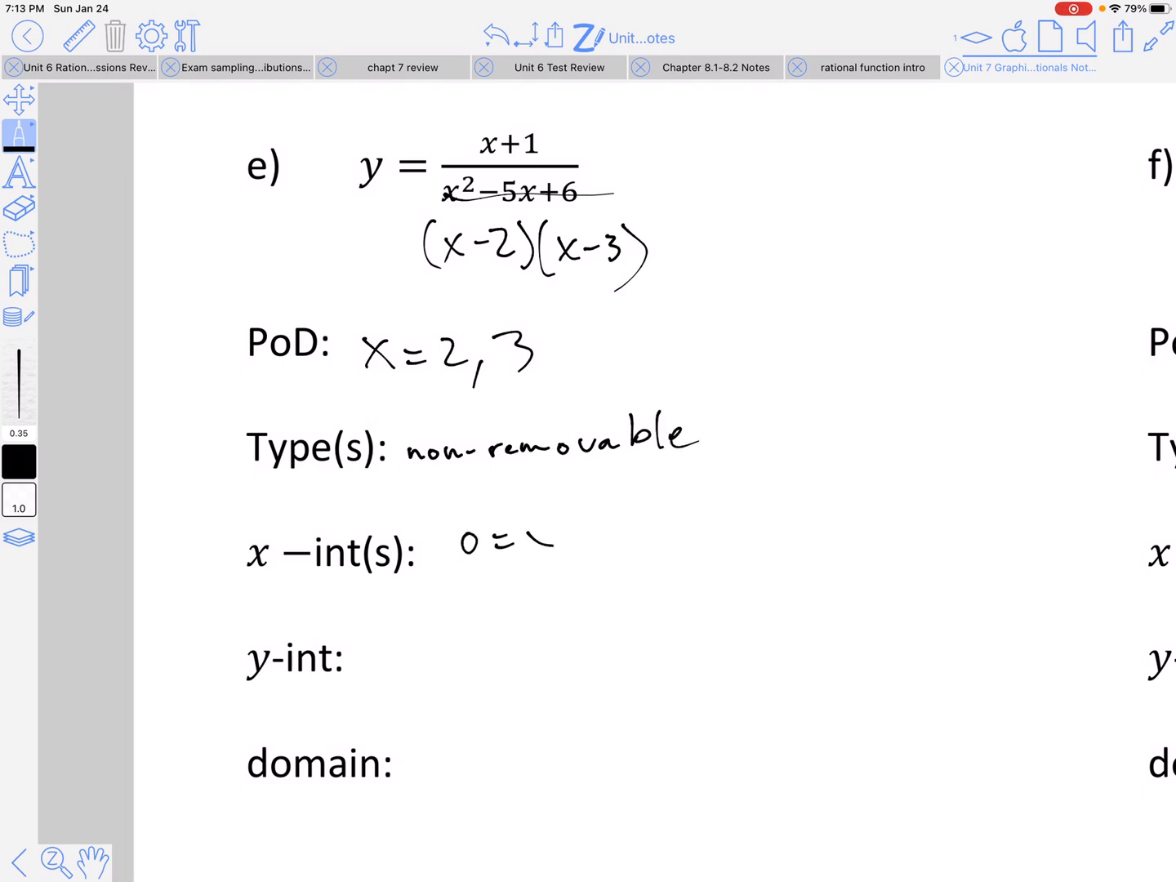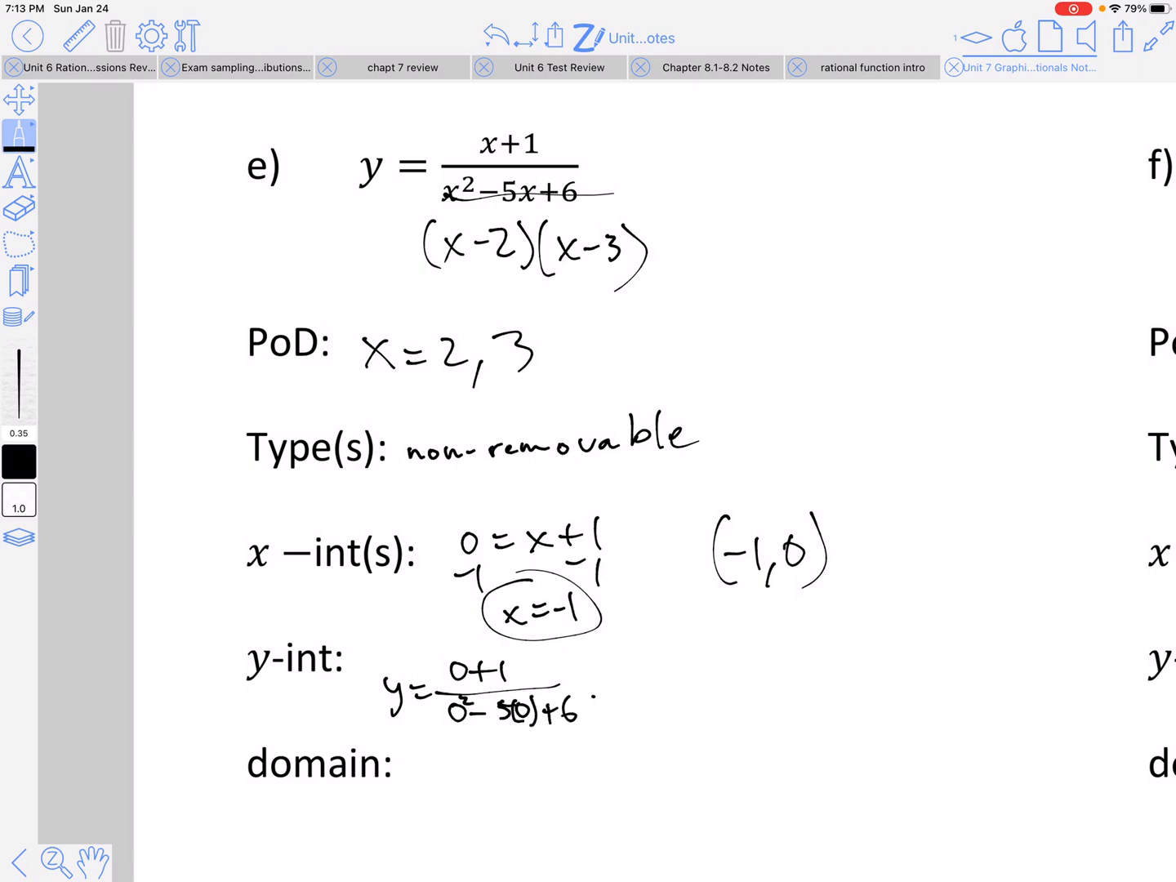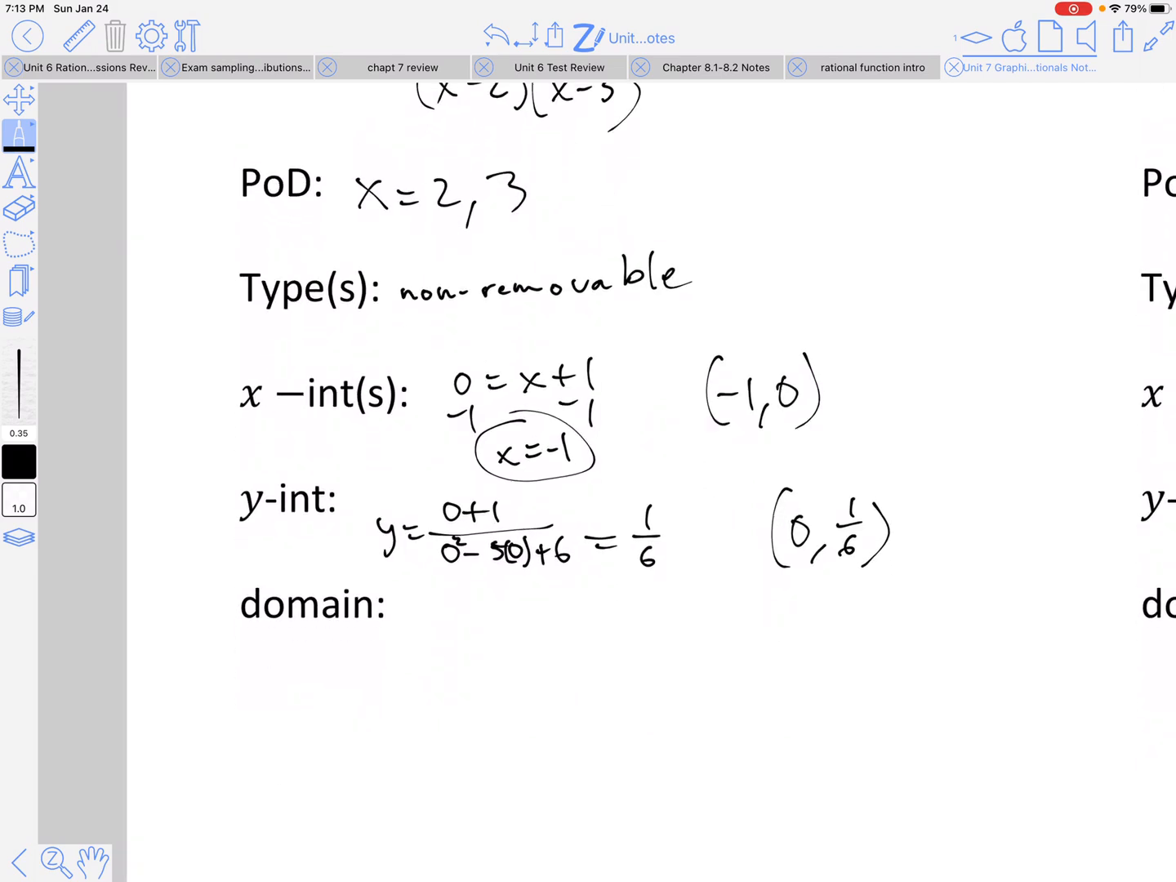For the x-intercept, we just take the numerator and set it equal to 0. X is equal to negative 1 for our x-intercept, and our y was 0. The y-intercept is going to be 0 plus 1, which is 1, over 0 squared minus 5 times 0, which is 0, plus 6. That's 1/6. So y equals 1/6. X comes first, so x is 0, y is 1/6.